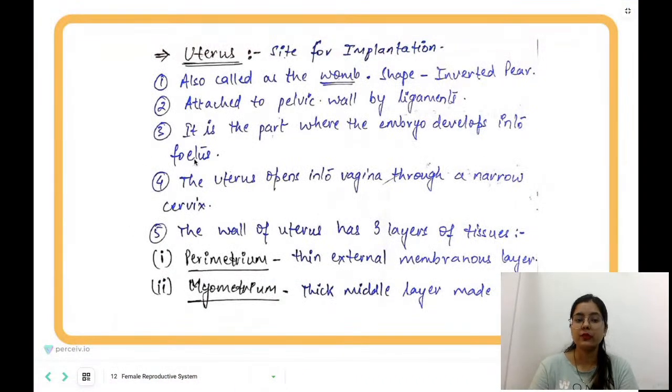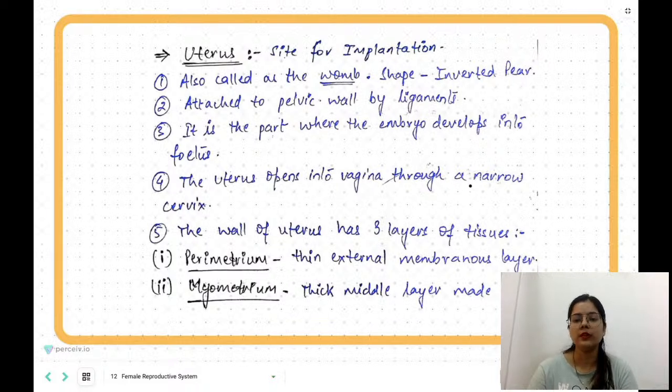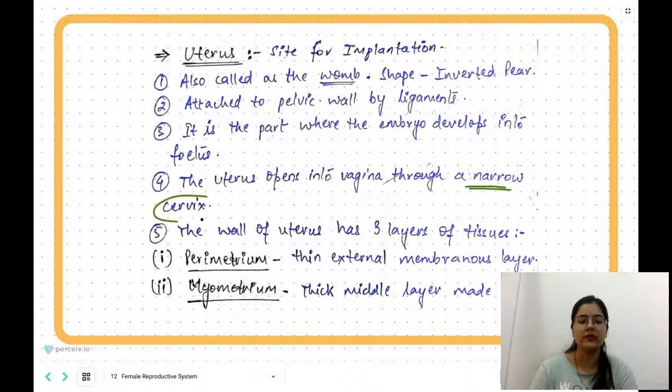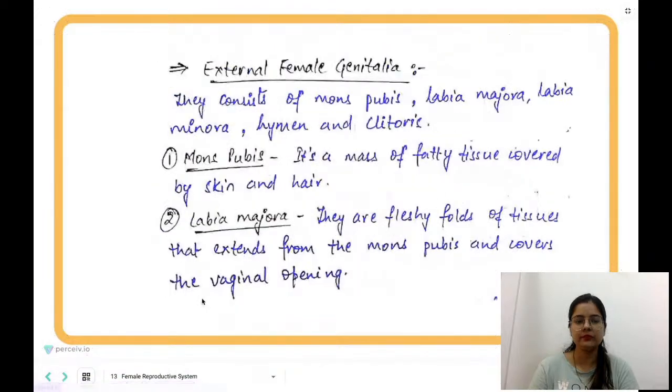The uterus ultimately is going to open directly into the vagina with the help of a narrow tube-like structure, which is called the cervix. I have already told you the pathway: uterus to cervix, cervix to vagina. All these things we have discussed. Walls we have already discussed.